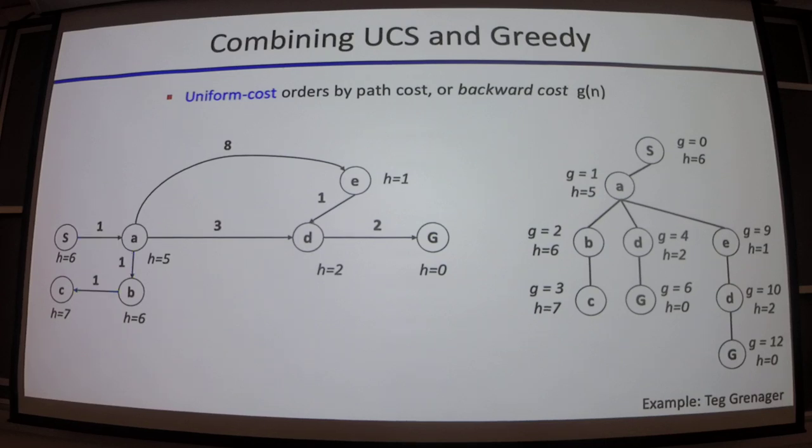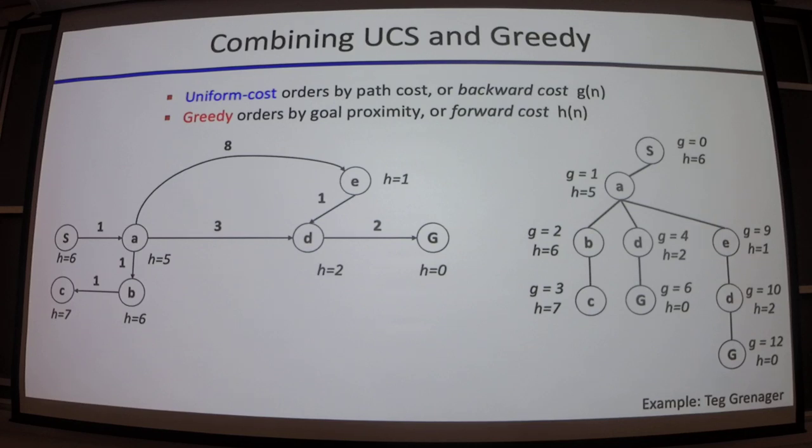Okay, greedy search orders by goal proximity, or forward cost. So without getting into details about how H here is computed, if we have the H values associated with each node that you see here, how is greedy search going to work? We start at S, we add A, we pop A, we add B, D, and E. B has a heuristic value of 6, D has a heuristic value of 2, and E has a heuristic value of 1. So what gets popped next? E, right? It's the lowest between 1, 5, and 6.